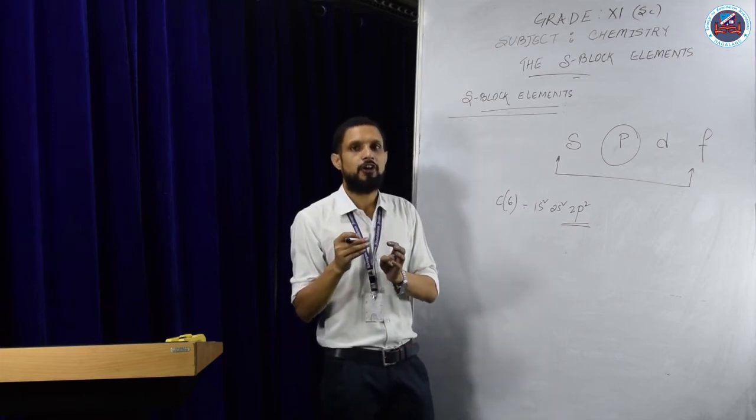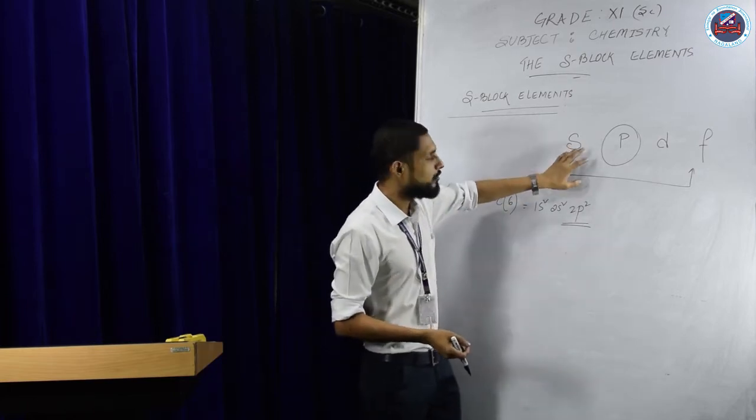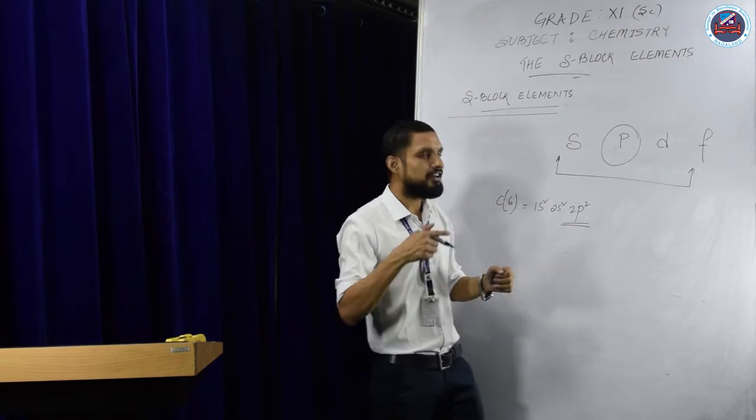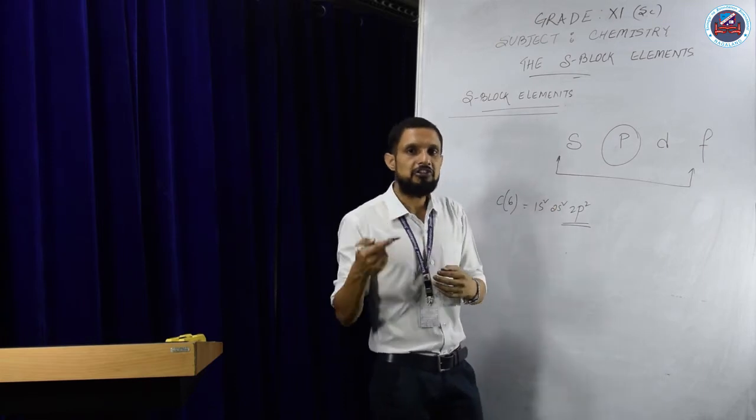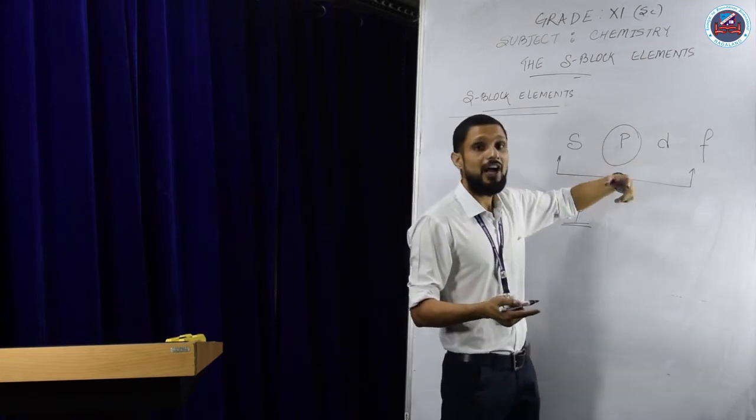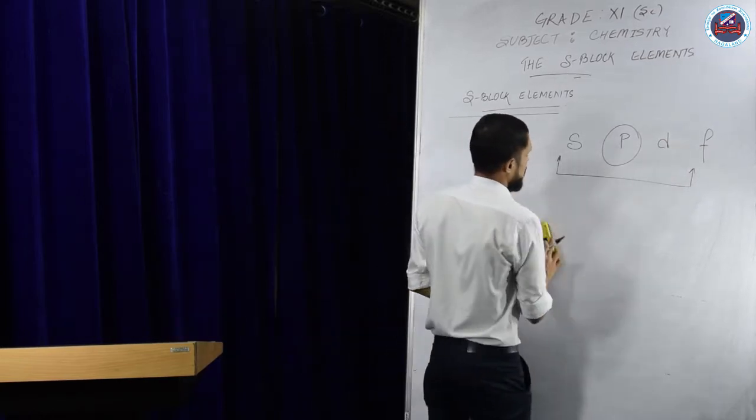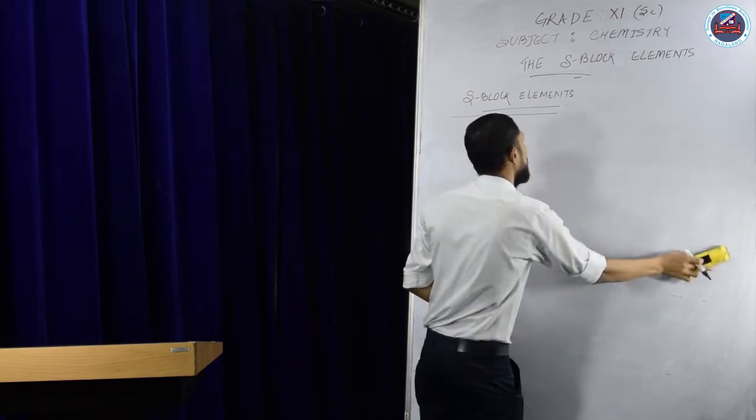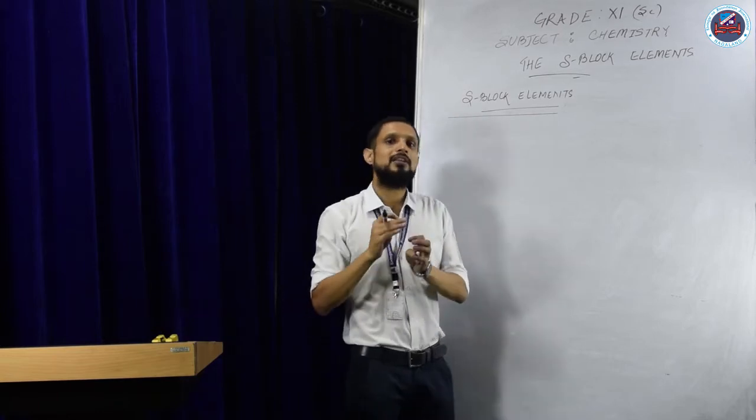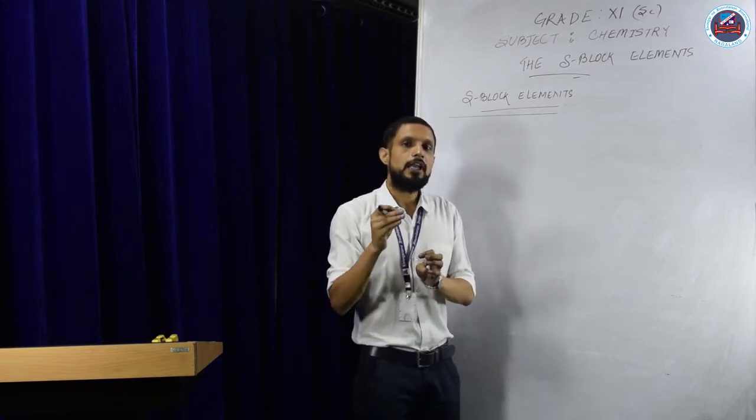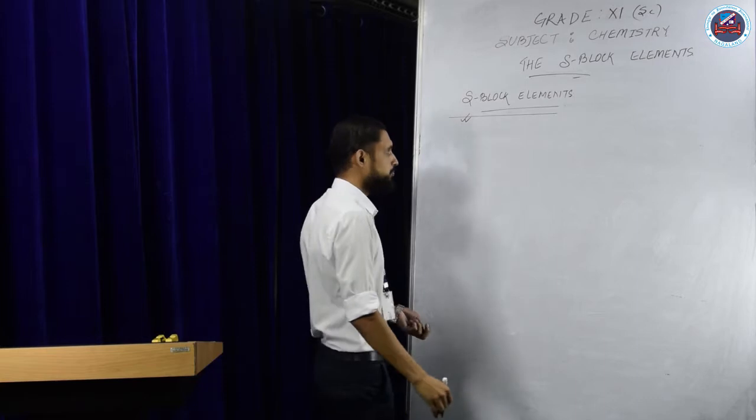In the electronic configuration, if the last electron enters in s orbital, the element will be kept in s block. If it enters in p orbital, the element will be kept in p block. If it enters in d orbital, d block, and similarly f block. So from here, I'm sure you have got an idea what is s block element. The elements where the last electron enters in s orbital are known as s block elements.